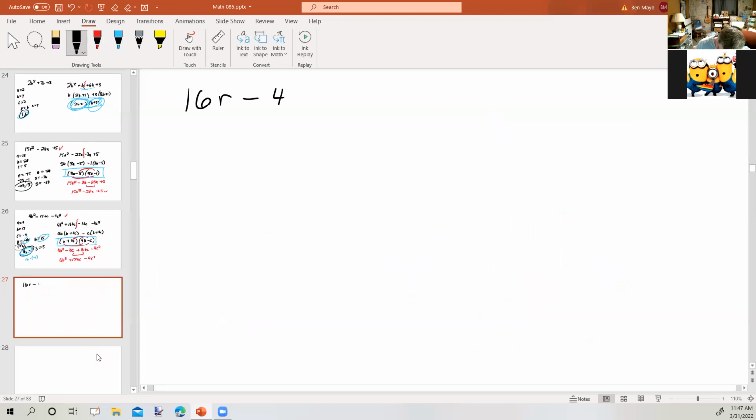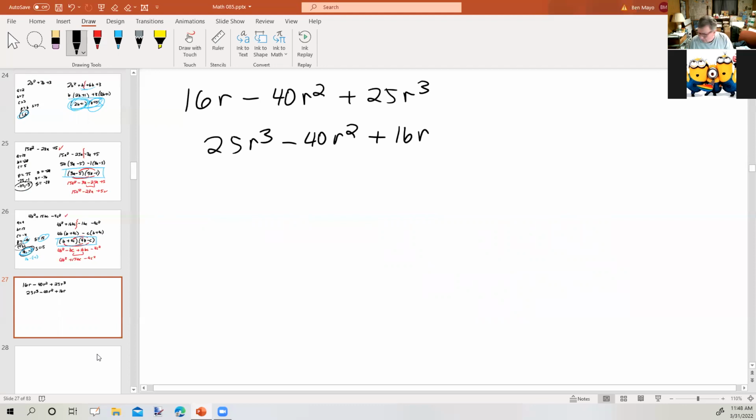16r minus 40r squared plus 25r cubed. Well, this is a trinomial, but it's not in standard form. So let's put it in standard form: 25r cubed minus 40r squared plus 16r. So, descending powers of the variable. There is a greatest common factor we can take out, and that is r. So we get r times 25r squared minus 40r plus 16.